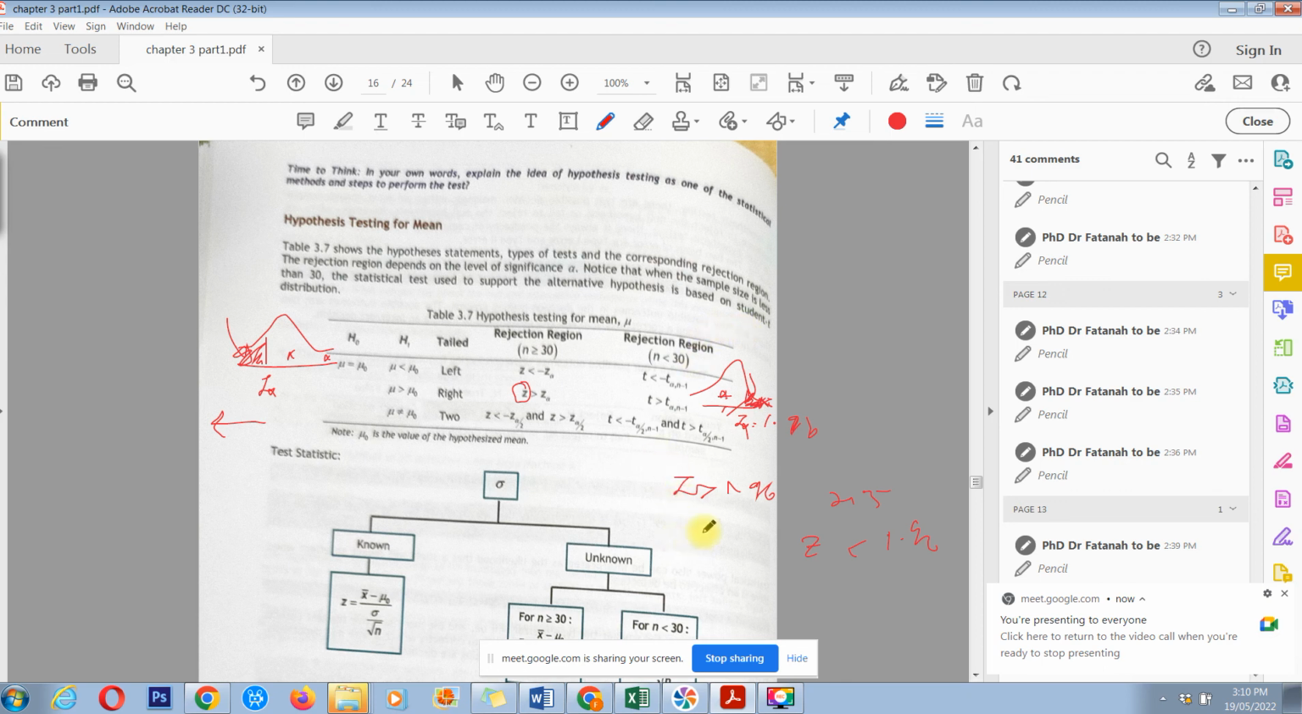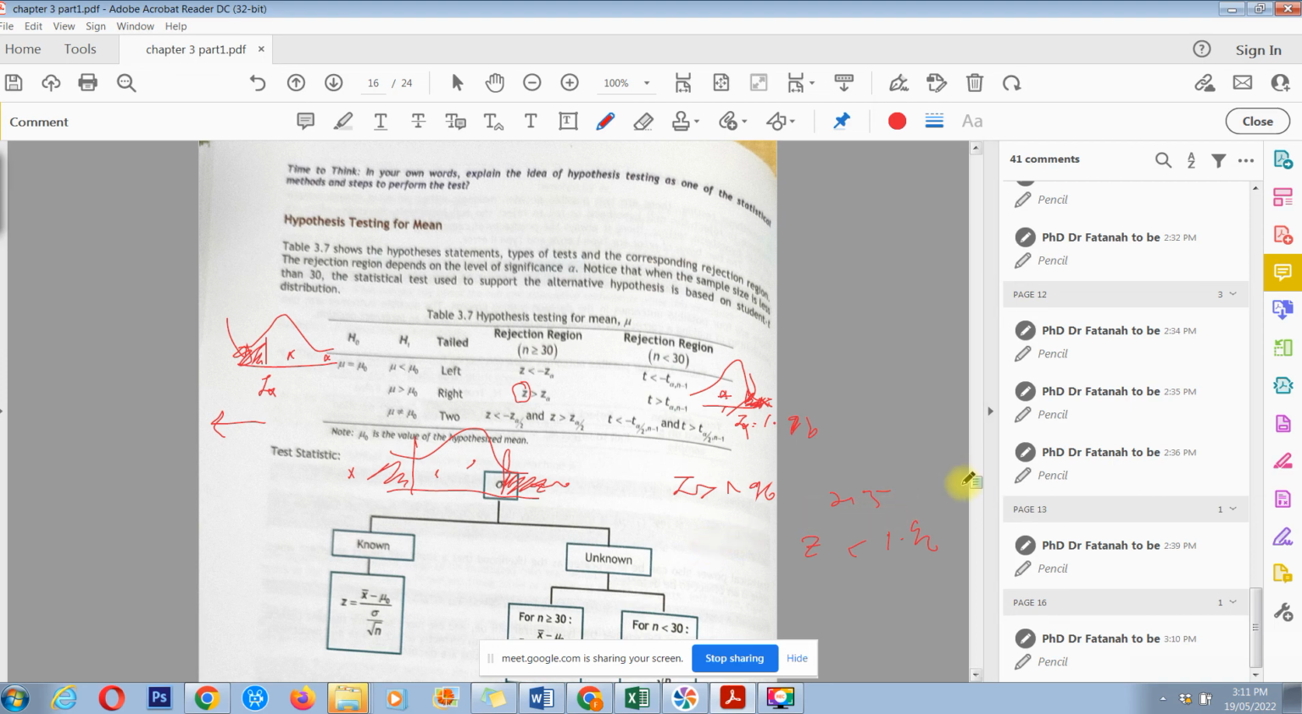So before we make a decision or conclusion, I make it compulsory to draw this picture, so that we can know whether the test value is in the rejection area or not. This is for two tail. Only if the test value is inside here and here, we reject the claim. But if the value is inside here, then we accept the claim.